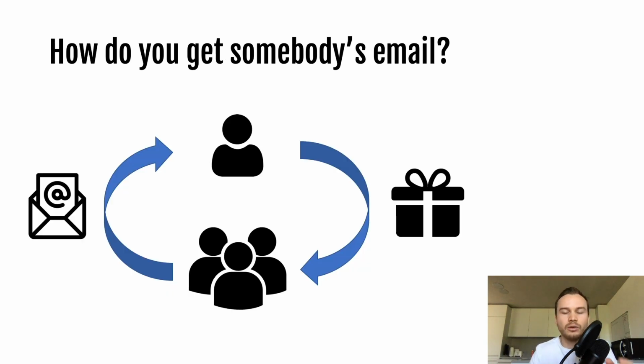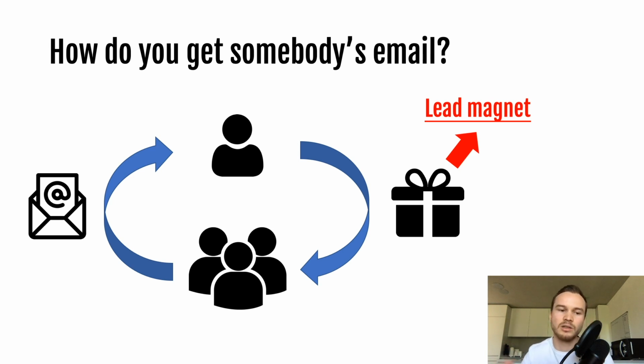Now, how do you actually build your list, and how do you get somebody's email? Well, the way it works is that you have to actually give something in return for somebody's email, because nobody really likes to give away their contact information just like that. And that's what we call a lead magnet. It's something that you give away to get a lead. So you get an email address, which is your lead.